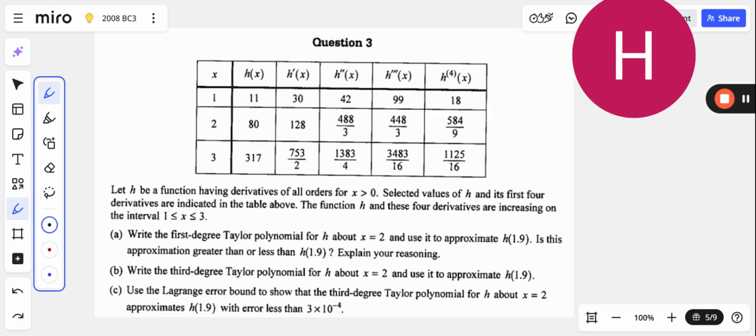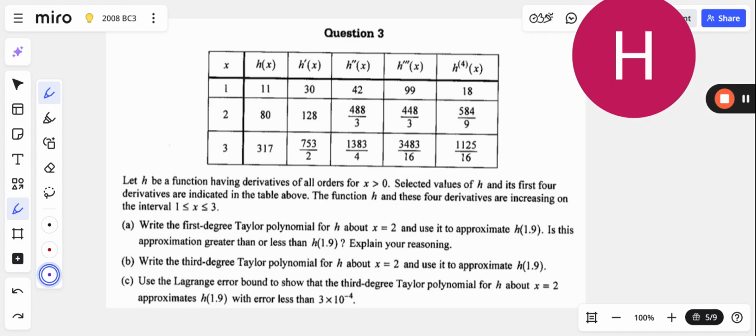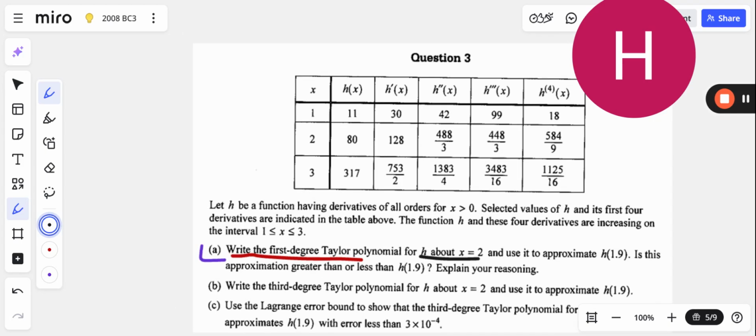Okay, let's get started. Part A. Write the first degree Taylor polynomial. Do you guys know what that is? The first degree Taylor polynomial, that's just a tangent line. Yes, so you already know what tangent lines are since Calc 1. It is technically a Taylor polynomial. It's an approximating function that is exact at one point.